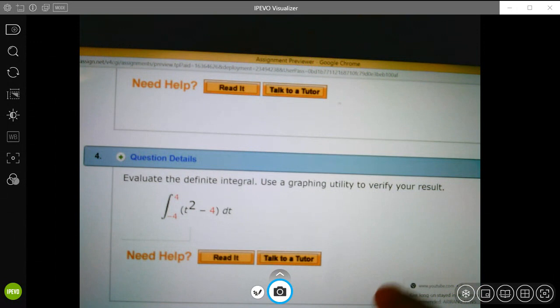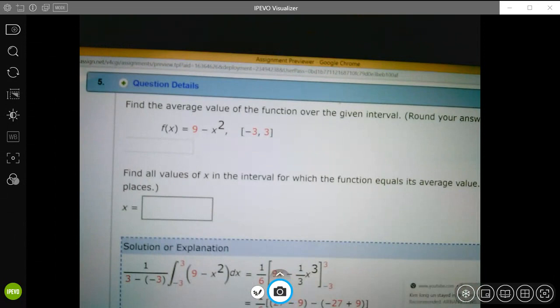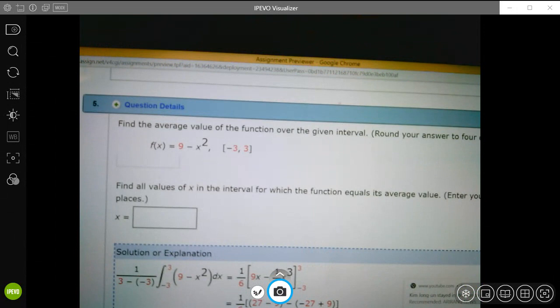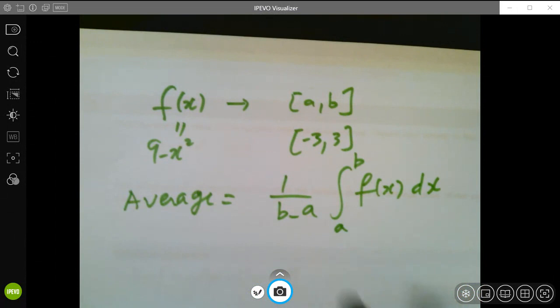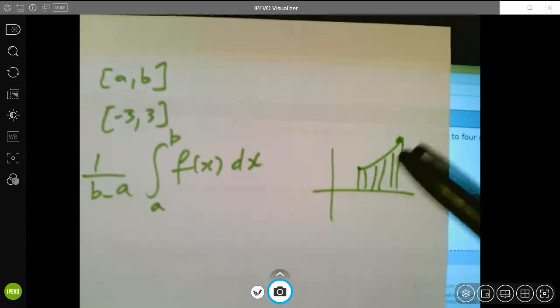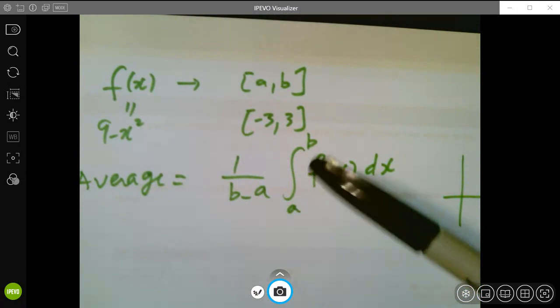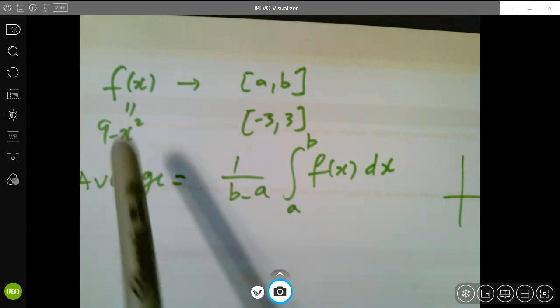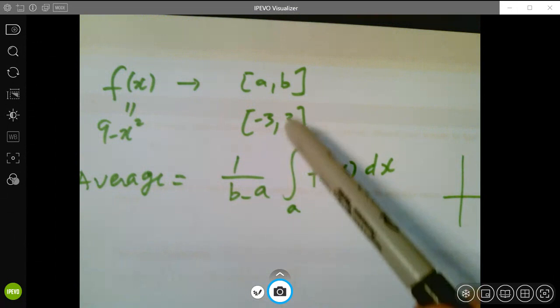Okay. Next question, number 5, is about the average of a function. Let me show you what the average is. If you take a function over a certain region, the average is 1 over b minus a times the integral from a to b of f of x dx. Now, what is the function we have? 9 minus x squared, and a is negative 3, b is 3. So the average will be this.